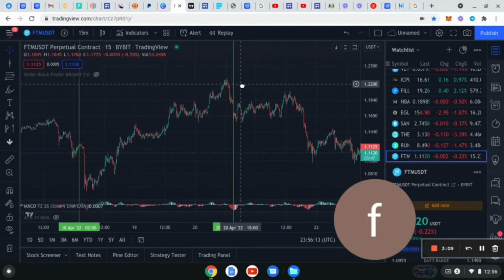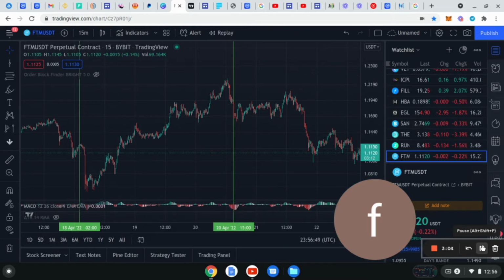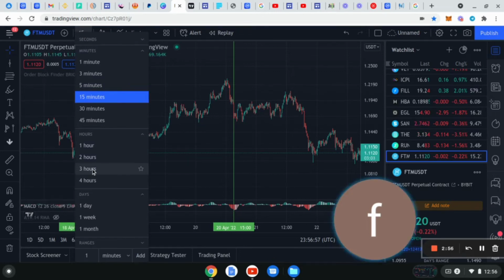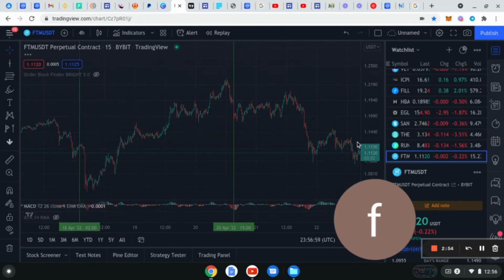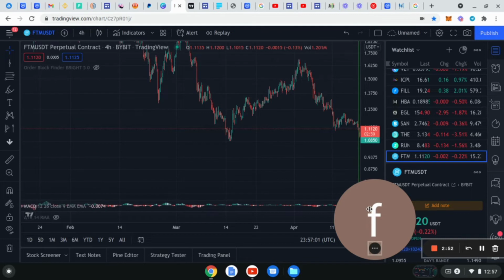So now this strategy is based on the 15 minutes time frame. So this strategy is going to be on the 15 minutes time frame, but we are still going to use our higher time frame for bias. So let's go to our 4-hour time frame first of all. We use the 4-hour time frame for our directional bias.